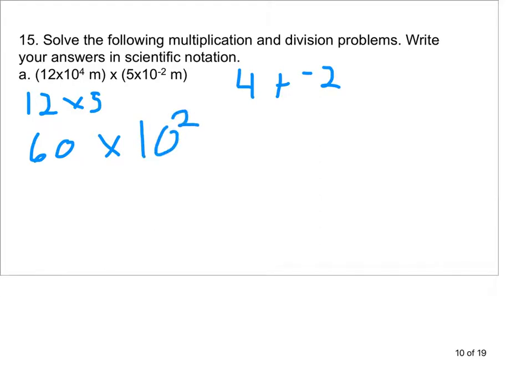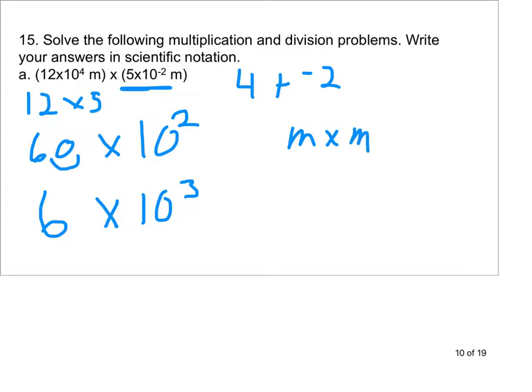And it said we're going to leave our answers in scientific notation, so I do a little adjusting. We only get to keep one sig fig here. So we want to bring our decimal back one spot, make this smaller. We're going to make it a 6. So we make this one bigger. 6 times 10 to the third. And then we got meters times meters, meter squared.